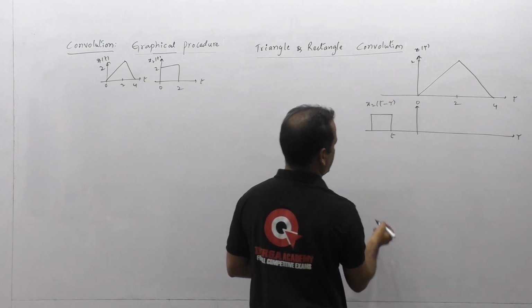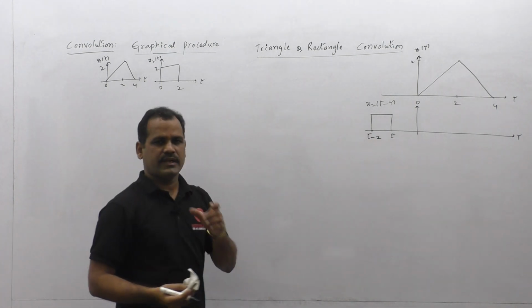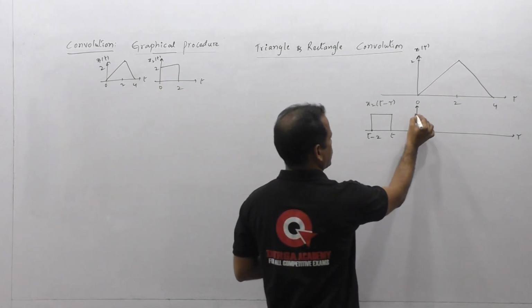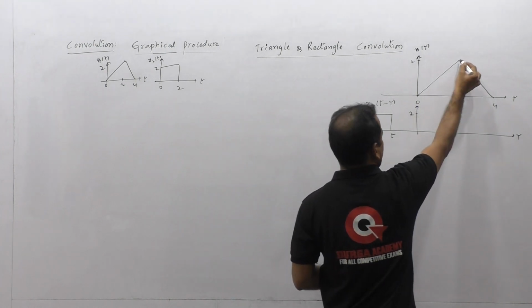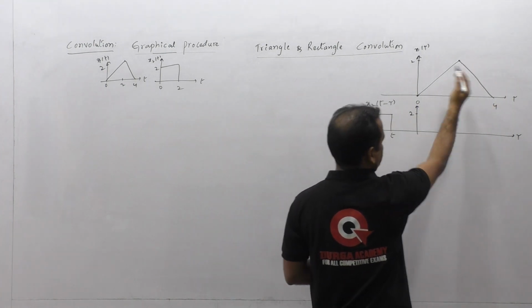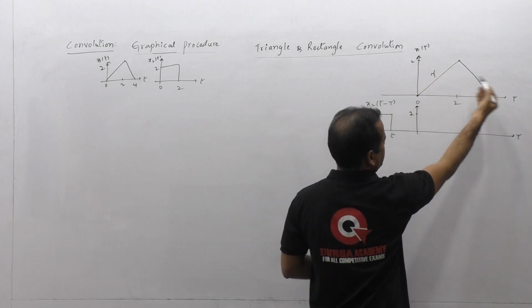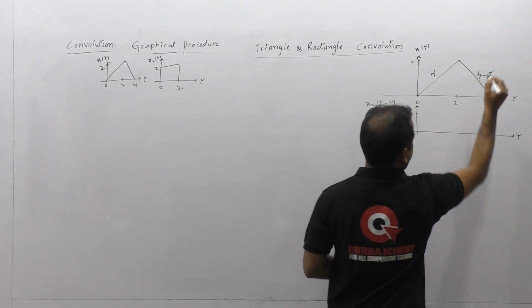Here if I take the t value, this instant should be t minus 2, because the rectangular function width we are having is 2, with the amplitude 2. To perform the convolution, first let us decide the equations for this triangular function on both sides. This one is a ramp function, so tau, and this one is a reflected ramp function starting at 4. That means this should be 4 minus tau.